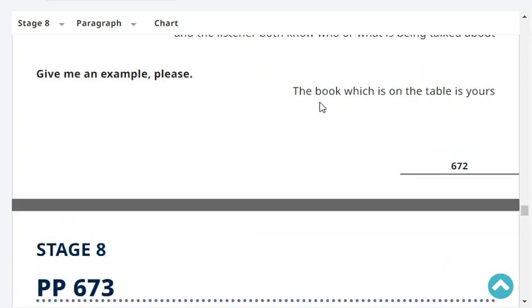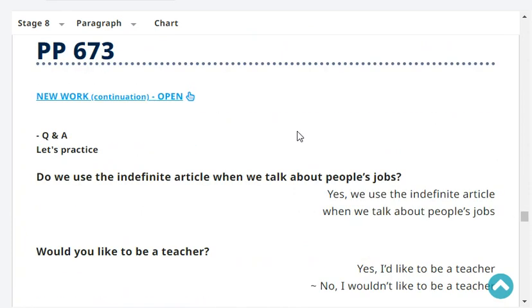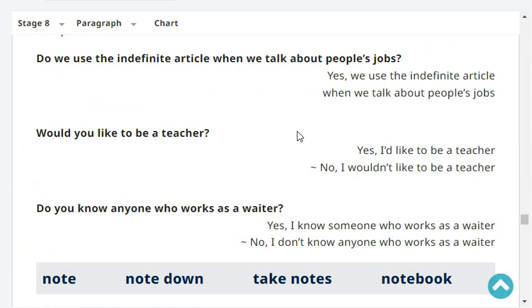Give me an example, please. The book which is on the table is yours. Very good. Do we use the indefinite article when we talk about people's jobs?